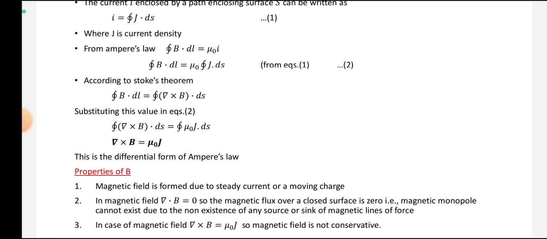Third point: in case of a magnetic field, del cross B is equal to mu naught into J. So the magnetic field is not conservative. Conservative means del cross B is equal to 0. If it is 0, then it is conservative. It is not 0, so that is why it is non-conservative.